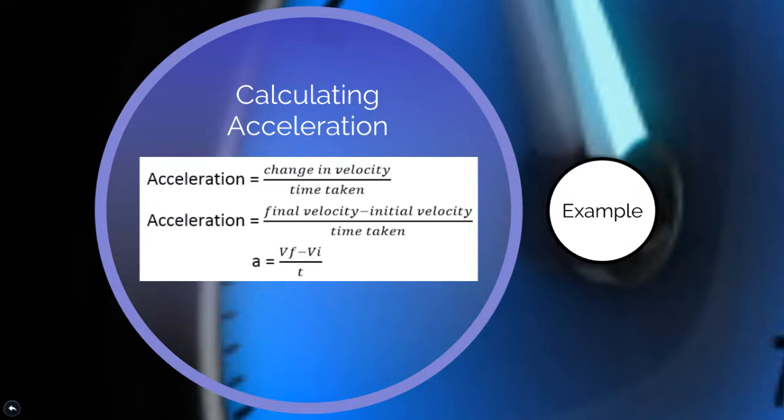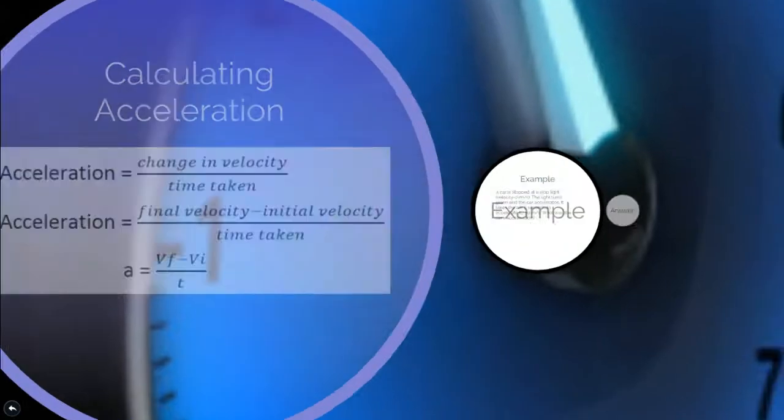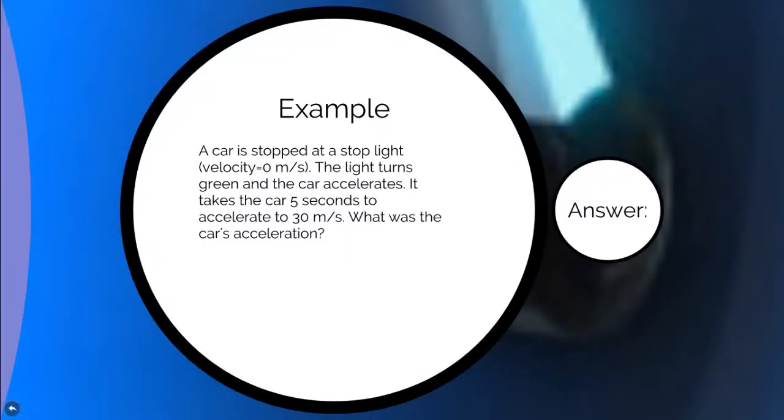If we were to calculate acceleration, we just take the change in the velocity and divide it by the time taken to change the velocity. Fancier way to say that is the final velocity minus initial velocity divided by the time taken, or VF minus VI divided by T.